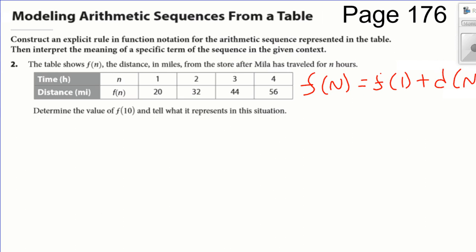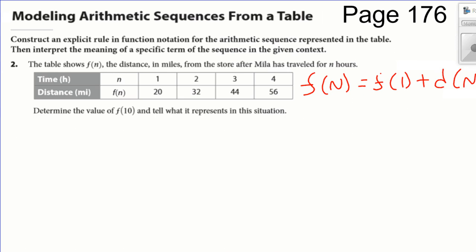All right, and then what we want to do is find the common difference. So to find the common difference, we'll do 32 minus 20, and that's going to get us 12. And just to double check, do 44 minus 32, and that's 12. And since it's going up, you'll know it's positive 12.